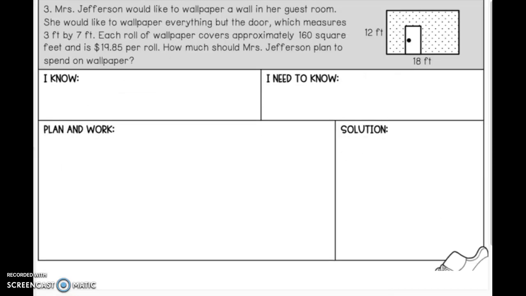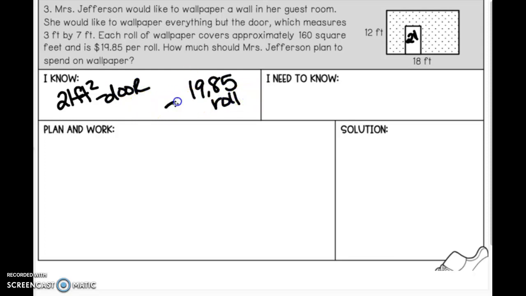Next, we have Mrs. Jefferson, who would like to do some wallpapering in her guest room. She would like to wallpaper everything but the door. So here's our door, which measures 3 by 7. So that's a 21, because I know base times height, 21. So we have a 21 square foot door. And it is $19.85 a roll, and it will work for 160 feet. We want to know how much wallpaper.